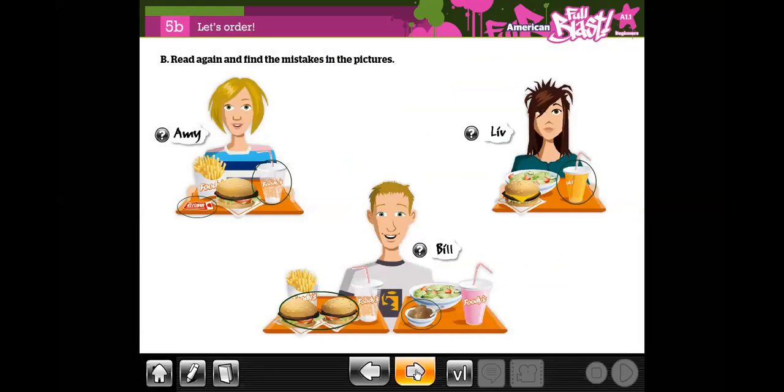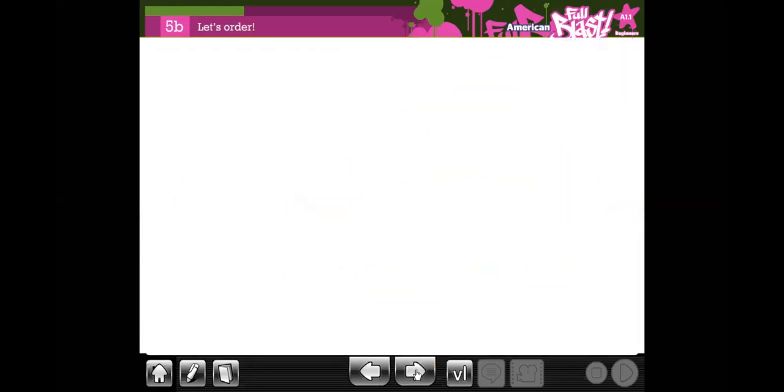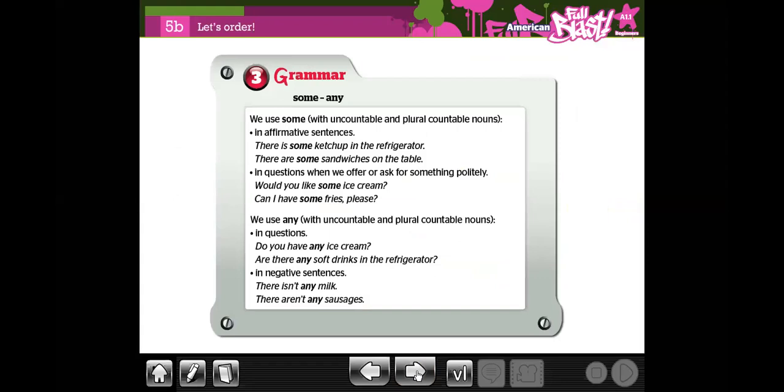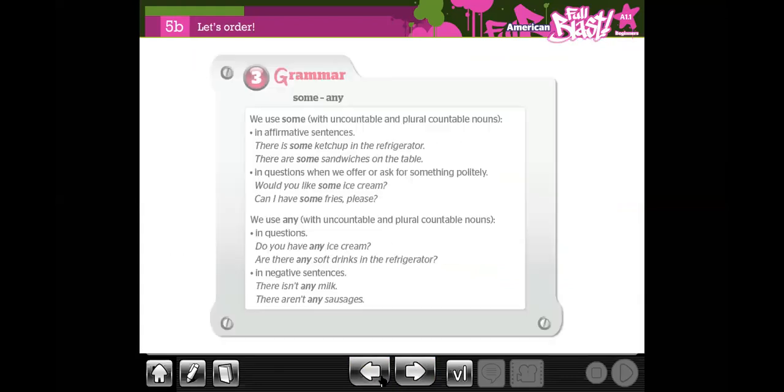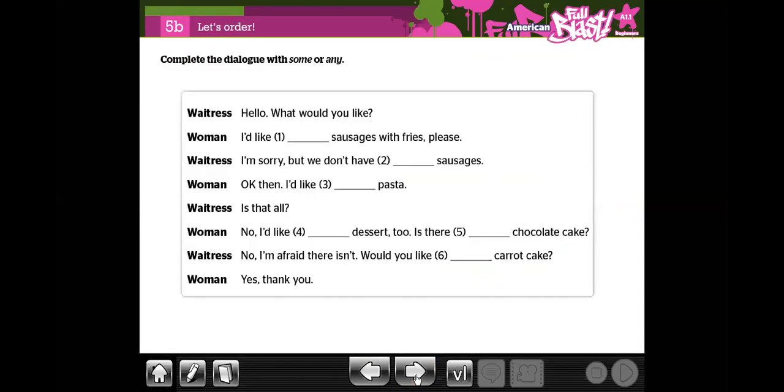Okay, let's continue now. Very good. Good class. Well, you know this. Este grammar ya lo hemos visto. Es necesario verlo de nuevo. Okay, por eso. Some, any. Ya lo hemos visto. When you use some, when you use any. It's not necessary to repeat all of these because we know it. Remember, before we start here, some or any: some is for affirmative or offers and any for negative and questions. Okay?